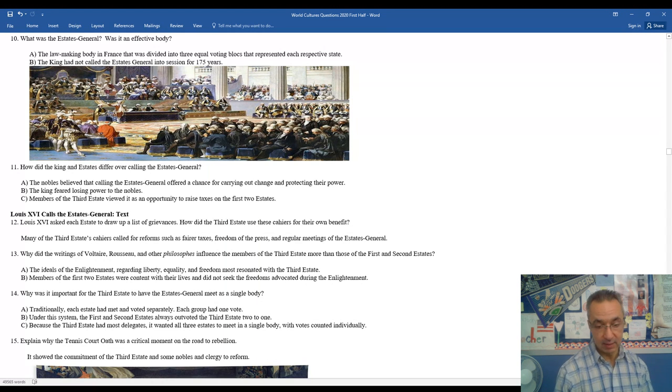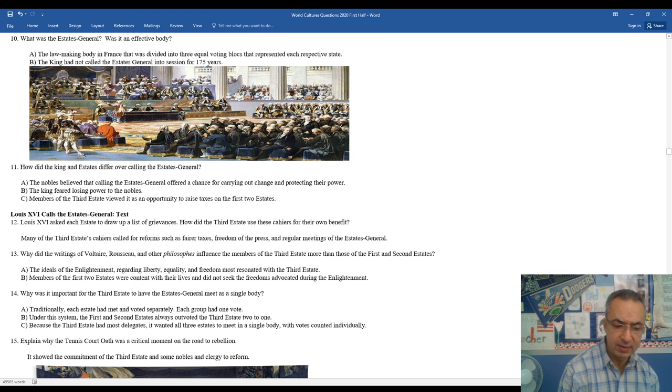Here's a potential idea. Would we like to tax the First and Second Estate? Let's vote on that. Well, the First and Second Estate have to vote whether or not to tax themselves. If you're going to vote whether or not to tax yourself, you're going to vote no. So with a 2-1 vote advantage, there's no way for the Third Estate, through the traditional means of voting and passing legislation, to bring about any change.